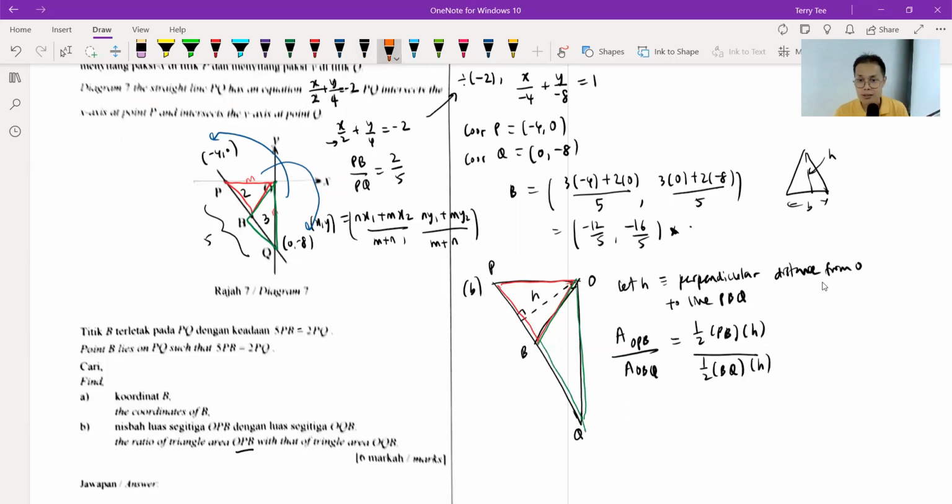Now notice we can cancel half and half, we can cancel H and H. Now we are left with PB over BQ. Now we know the ratio of PB to BQ, right? This is 2 to 3, isn't it? So this is 2 over 3. Therefore, the ratio of the area of OPB to the area of OBQ is 2 to 3. Do you really need to calculate the area using the shoelace method, half of x1 y1, x2 y2, x3 y3, repeat point number 1? Do you need to do that? No. We just take the ratio and divide them, comparing the length of the base for each triangle, and then we get the answer, right?